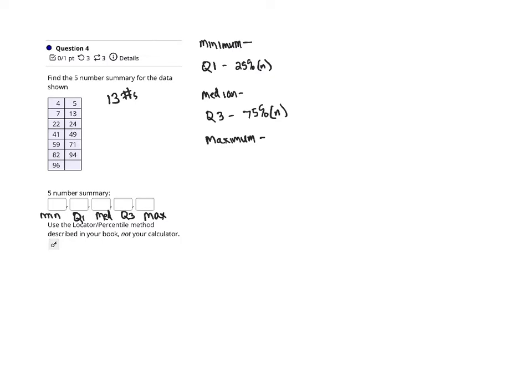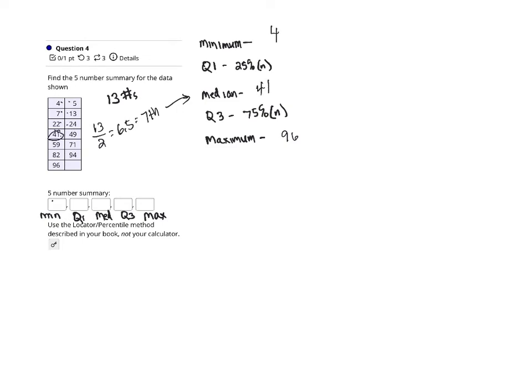Make sure they're in order, and they are 4, 5, 7. The easy parts are minimum and maximum. The smallest number is 4, so that's our minimum. And the largest number is 96, that's our maximum. We have 13 numbers, so that's odd. So we're going to divide 13 by 2, which gives us 6.5. That means we're going to look at the 7th number to get the median. So there's 1, 2, 3, 4, 5, 6, 7. So 41 is our median.